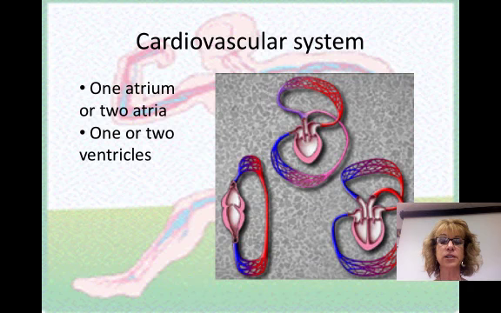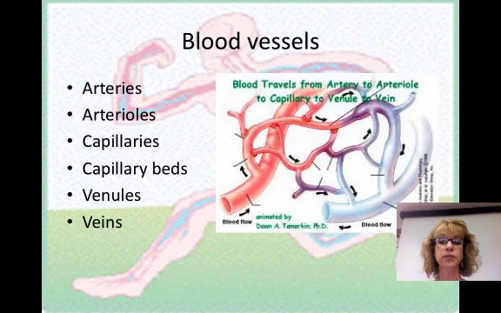The cardiovascular system is the closed circulatory system found in vertebrates. The heart has one atrium or two atria. Those are the chambers that receive blood. It also has one or two ventricles. Those are the chambers that pump blood out of the heart. There are different types of blood vessels, mainly the arteries, veins, and capillaries. In humans, the blood vessels stretch over 62,000 miles, which is about 100,000 kilometers.